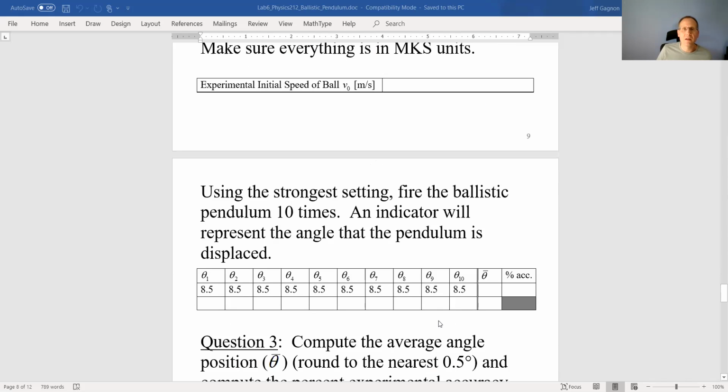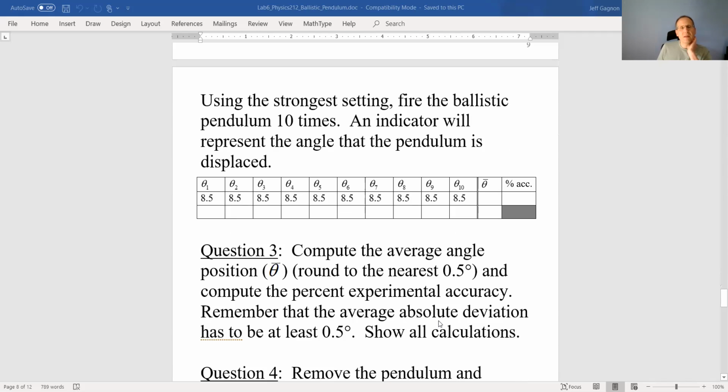The launch velocity. Okay, then I used, here's where I actually fired the ball into the pendulum and I measured the angle, how far it went up, and I did 10 trials. Turns out I got the same value for all 10. Okay, that's fine. So I want you to average them. Obviously, you're going to get 8.5.